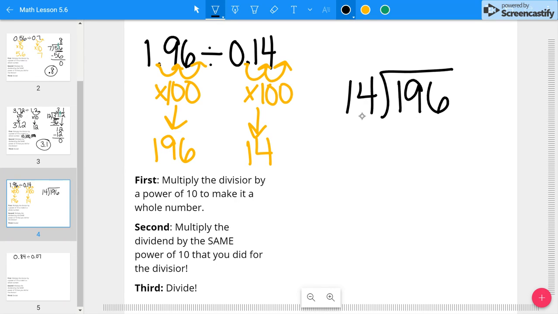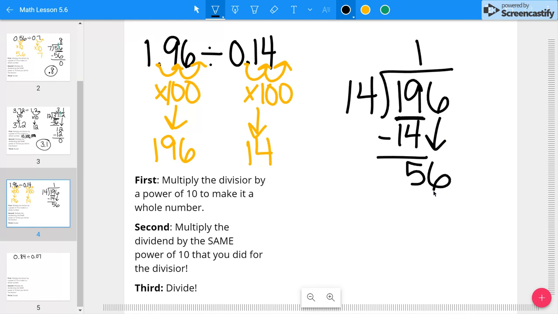I can say 1 divided by 14? Nope. So I'm going to look at 19. 19 divided by 14 will be 1. Put my 1 right above the 9 since I'm looking at 19. Now I multiply. 1 times 14 is 14. Subtract. I get 5 and 0. Check. 5 divided by 14, can't do. So I need to bring down the 6.